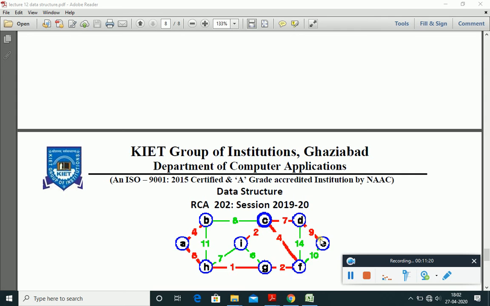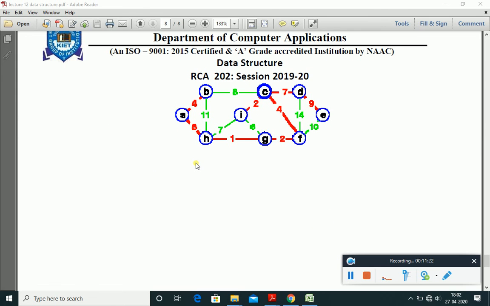If we do that, we find the cost by taking the total of all the selected edges. If you do the total of all those edges, it will become 37. So 37 is the cost of this spanning tree.